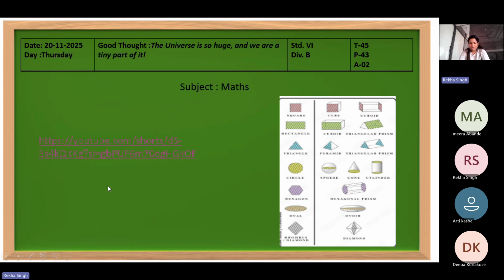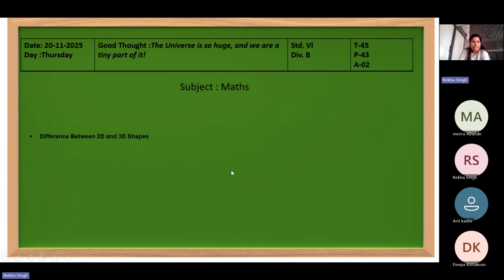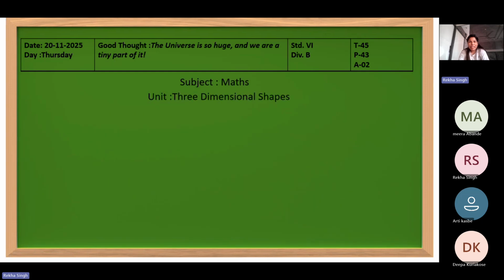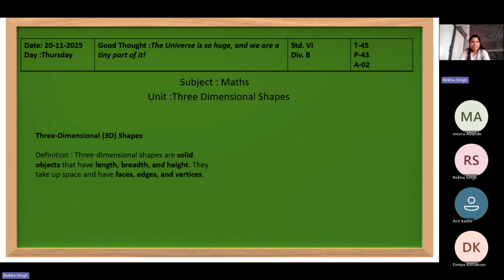So what does this video look like? Yes, shapes. Okay, so which shapes look flat and which look like objects we can hold? Yes, you can see the picture as well. You can see different types of shapes which look flat as well as objects we can hold. Okay, so today we are going to study three-dimensional shapes. Okay, so let's start.